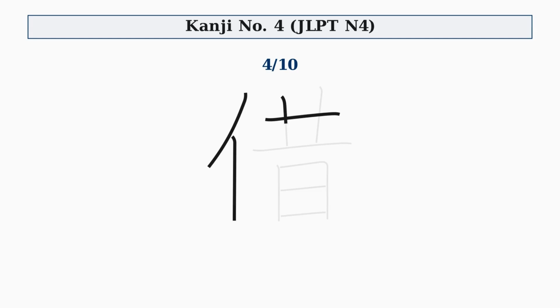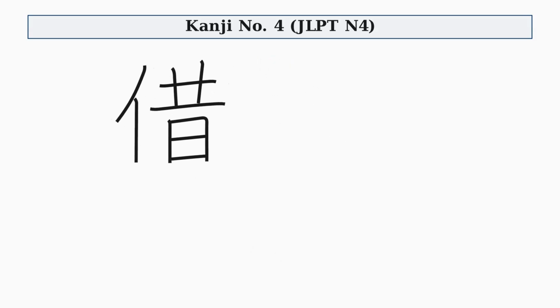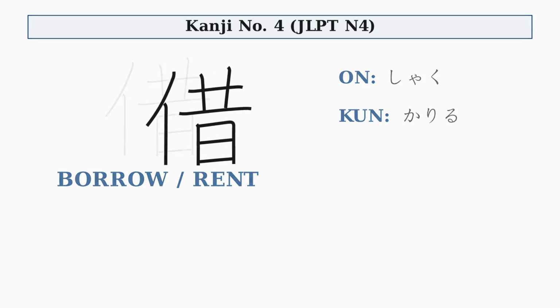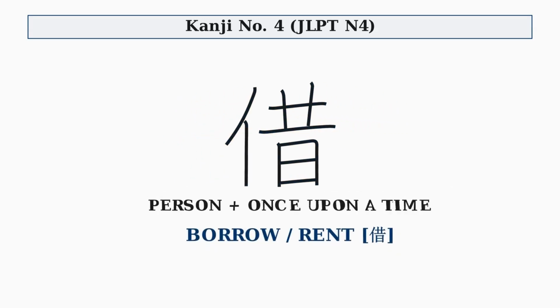Kanji number 4. 借りる. This kanji generally means borrow or rent. The Onyomi reading is シャク. The Kunyomi reading is 借りる. This kanji has two parts, person and once upon a time. Together they mean borrow or rent.